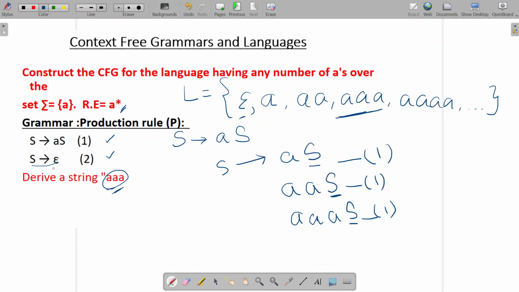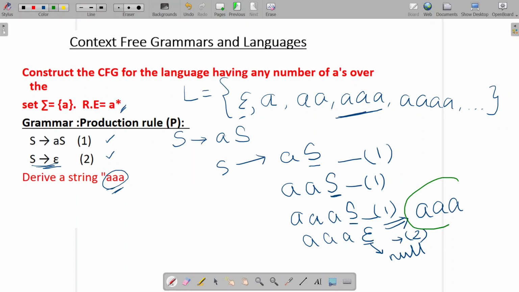How is it possible? We have one more production rule, that S can be mapped to epsilon. So I map it to epsilon using production rule 2. Actually, epsilon means null. Am I right? It's a null string, so there is no need to replace. In other words, I can directly interpret this as aaa because epsilon means null. So here I got my final string aaa. This is how I am able to generate an input string from the given grammar.